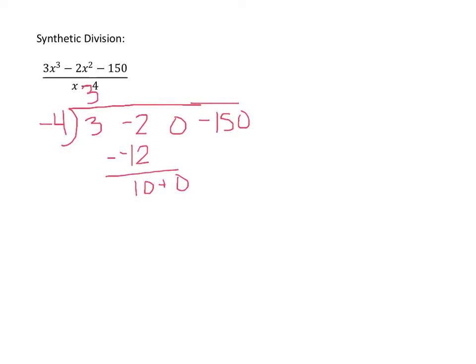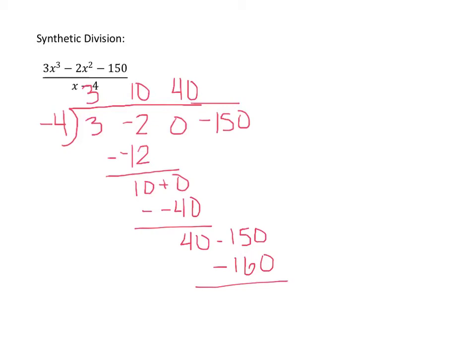Here I've got 10. 10 times negative 4 is negative 40. So remember, I'm subtracting that, which gives me 40. So then the 40 goes here, and 40 times negative 4 is negative 160. We subtract and get positive 10. So if you compare this to the last slide, it looks very similar, only without all of the x's.